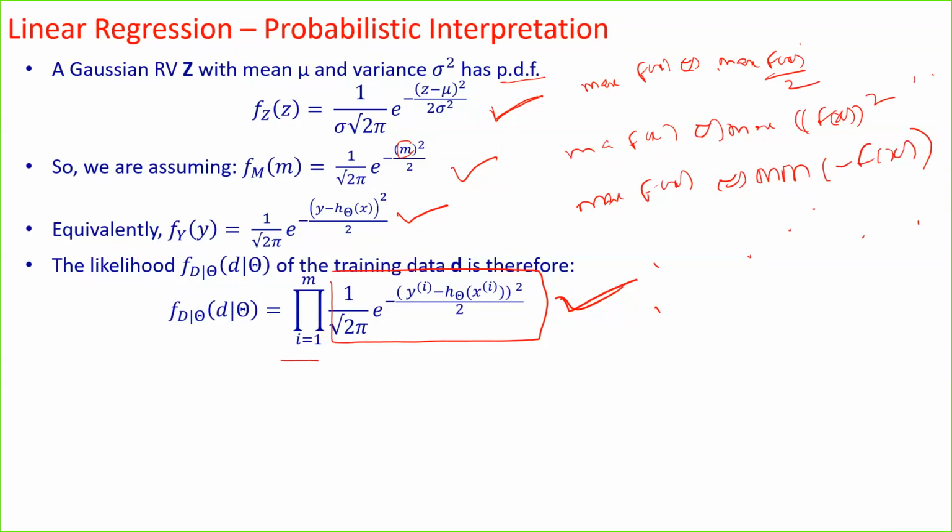Maximizing f of x is equivalent to minimizing minus f of x. True, because they are inversely proportional to one another. Maximizing f of x is equivalent to minimizing 1 by f of x. True. Maximizing f of x is equivalent to maximizing log of f of x. True, they're proportional to one another.